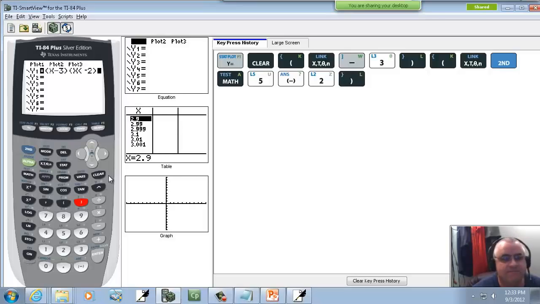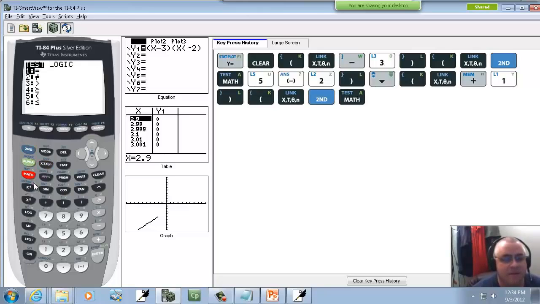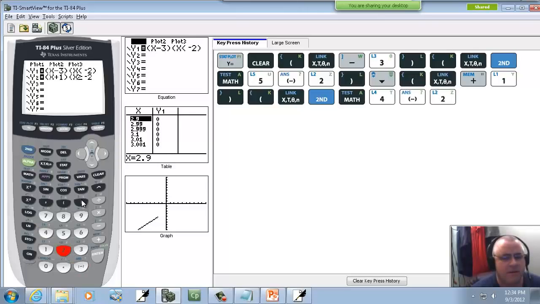Close parentheses. Then I'm going to do a down arrow. And do a beginning parentheses, x plus 1. Close parentheses, beginning parentheses, x, and this is greater than or equal to. So I go in the test menu again. So I do second math. Greater than or equal to, boy, my eyes are bad. I think that's 4. And then I'll put in a negative 2. Close parentheses. And then graph.